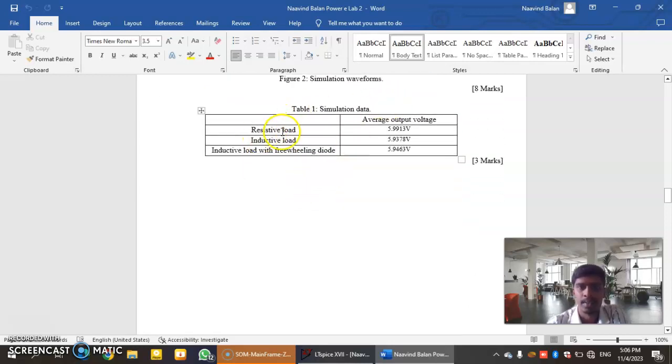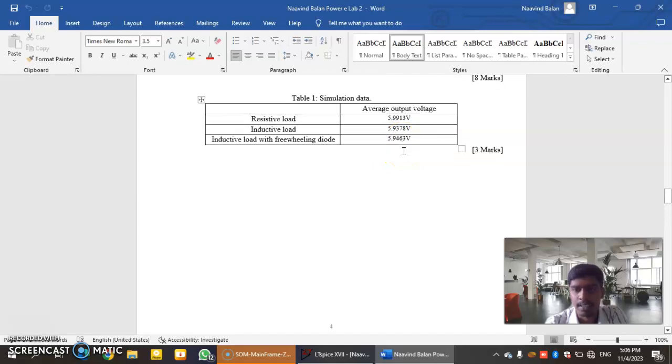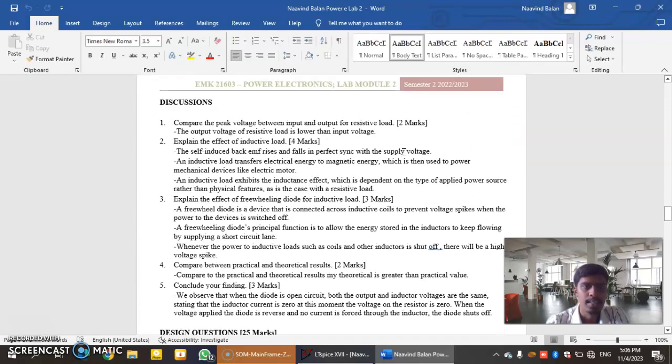The result for the resistive load is 5.9913 volts, the inductive load is 5.9378 volts, and the inductive load with the freewheeling diode is 5.946. Okay, these are the discussion.